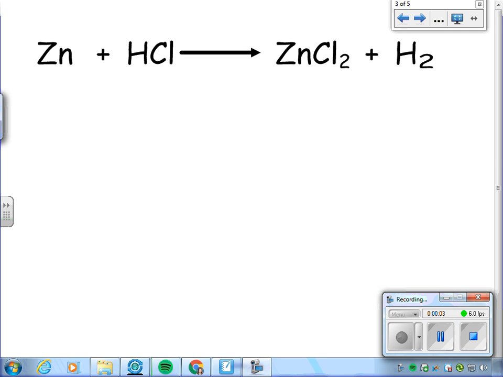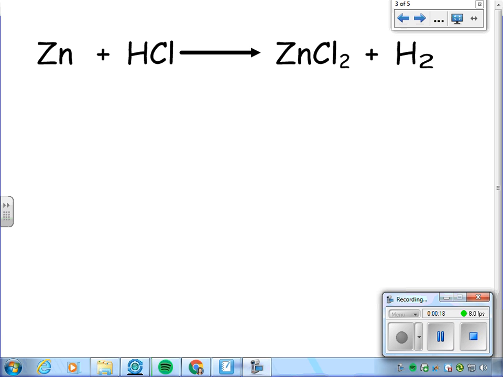Now let's look at another problem together. So now we're going to try to balance the equation consisting of zinc reacting with hydrochloric acid, HCl, to form zinc chloride and hydrogen gas. Okay, so here's our new equation.